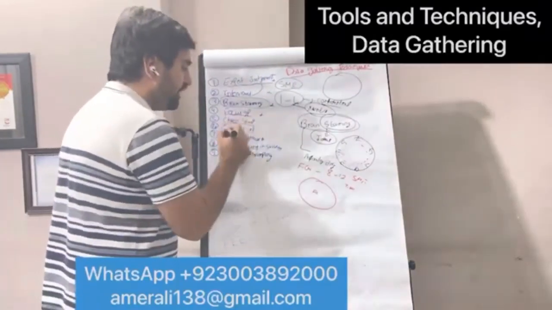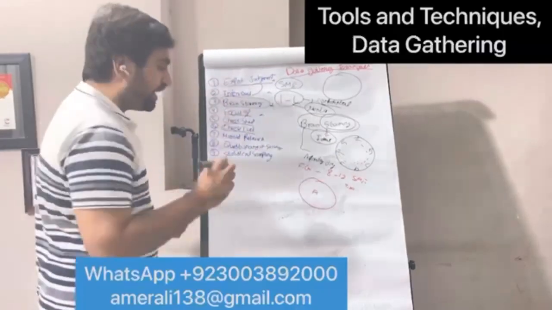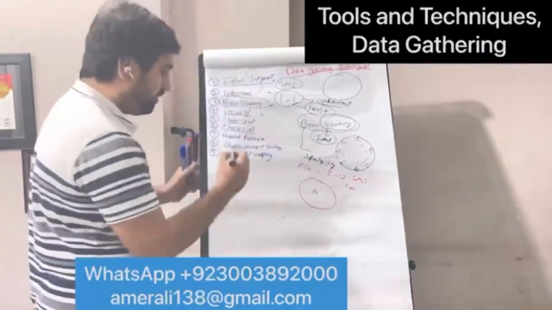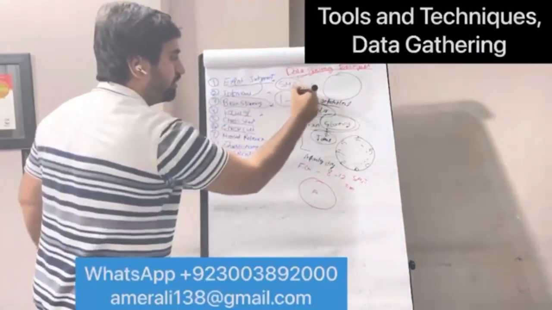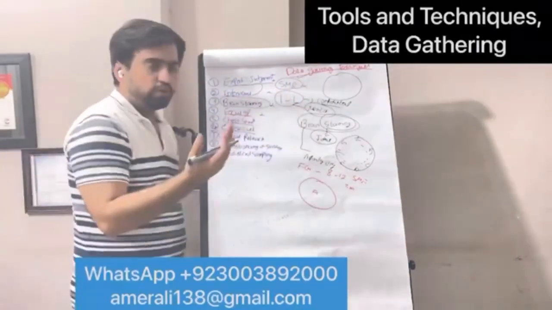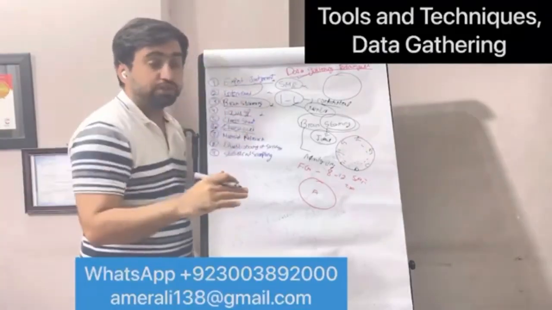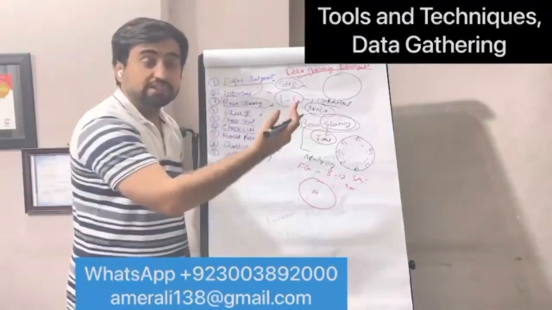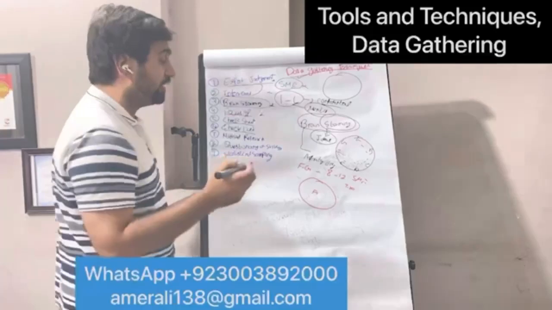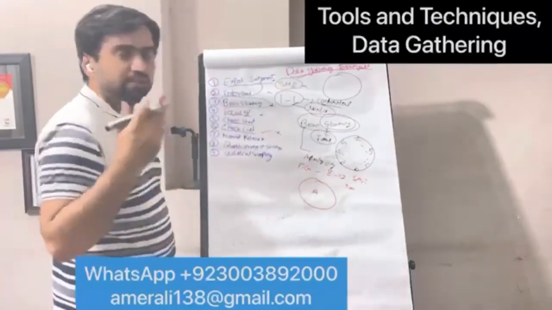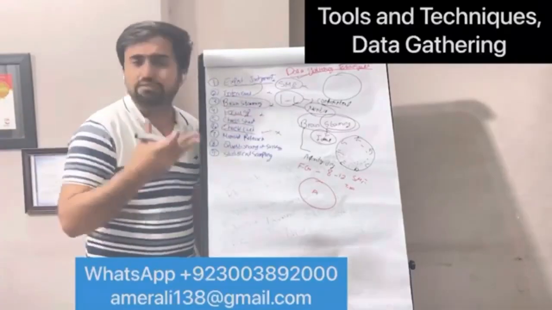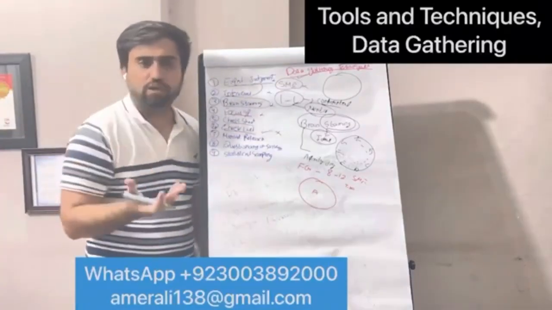Then check sheet and checklist. A checklist is simple: I have made a checklist, this is done, this is not done. Whenever you want to sequence the process, or see whether something is present or not present, you use a checklist. Tick, cross, present, not present. Most of the time we use a checklist when we are going on a trip.